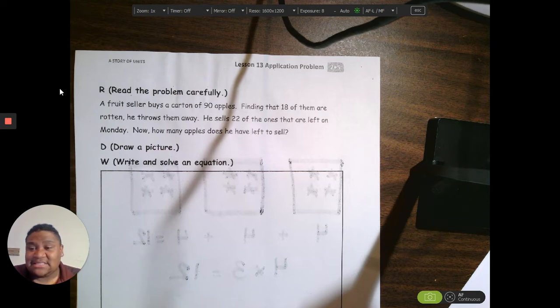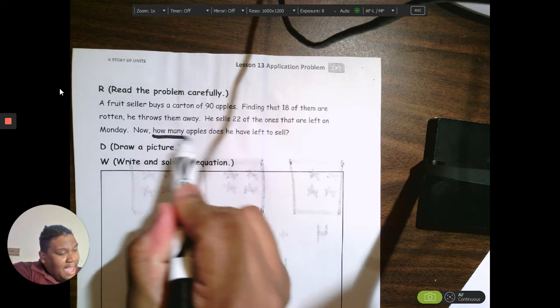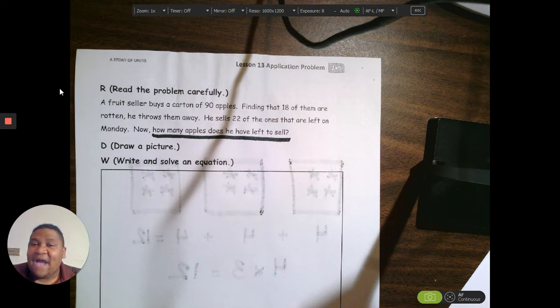All right, so the first thing I must do is underline my question: How many apples does he have left to sell? After I underline my question, what is the first thing that I must do? I'm hearing a lot of different things. Go back to the information part of my word problem.